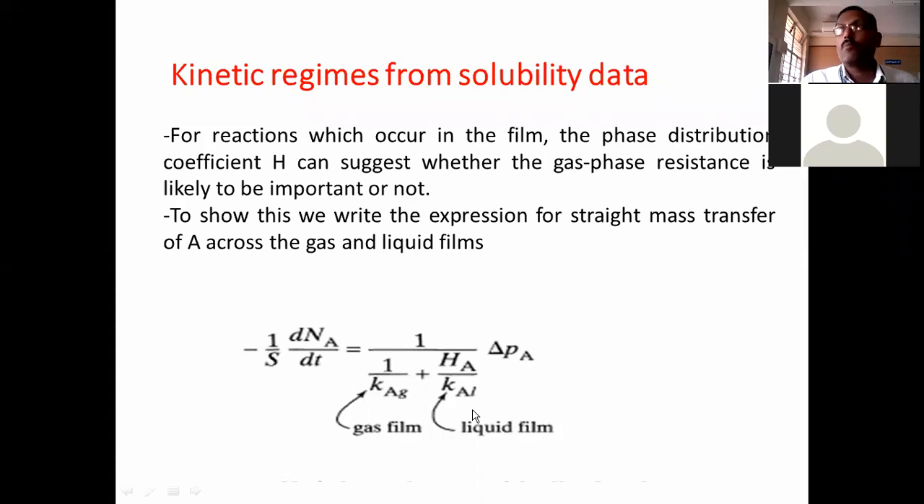So which one is the important? Is the gas film resistance important or the liquid film resistance important for controlling the reaction? It is very important to identify whether the gas film resistance is controlling or the liquid film resistance is controlling. The overall rate of reaction depends on this controlling step. So from the solubility data, whether it is highly soluble or low soluble, based on this we can say whether the gas film provides the large resistance or the liquid film provides the large resistance.